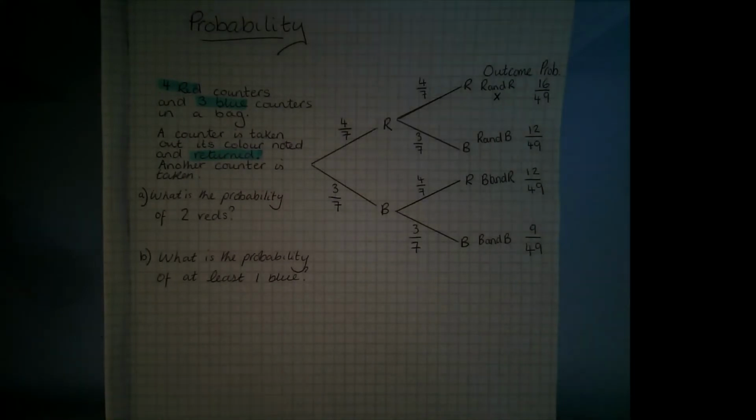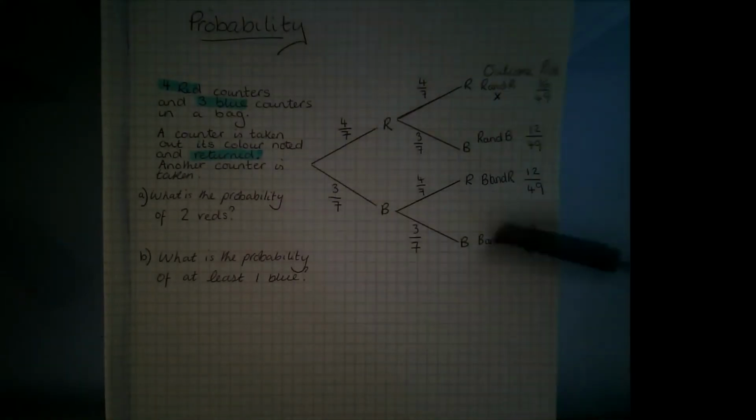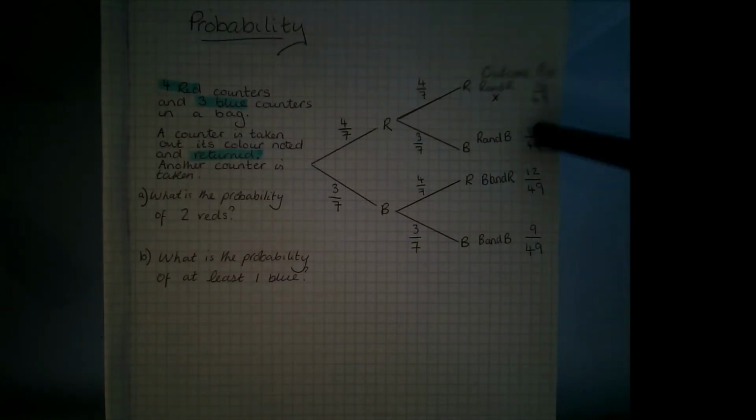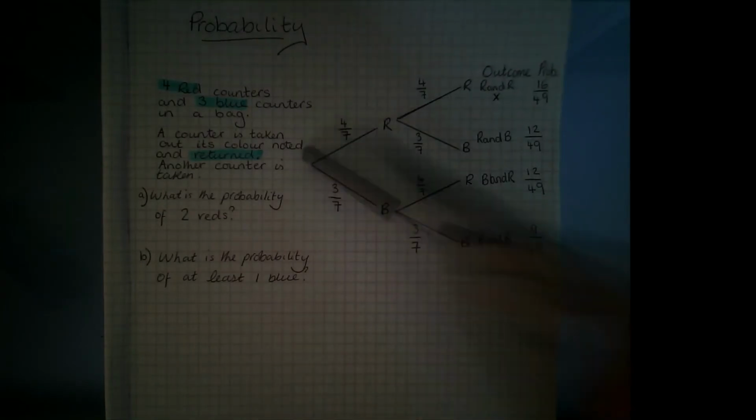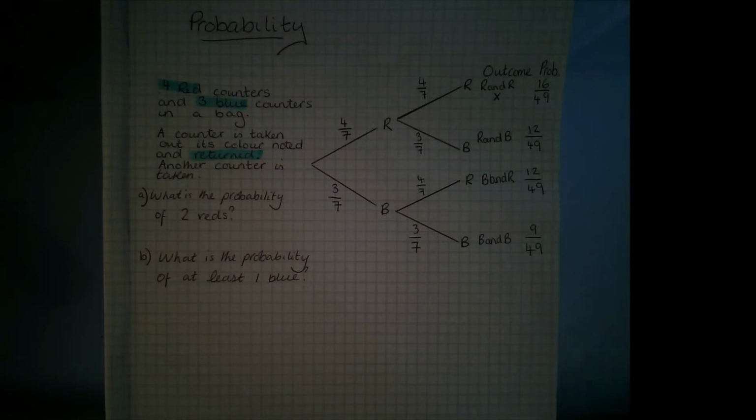So now we have a completed probability tree with all our outcomes. Now it's worth noting that if I add all these outcomes together, I get 49 out of 49, which is exactly what we want because all of probability adds up to a whole. Likewise, on our branches, where they join, should add up to a whole also.